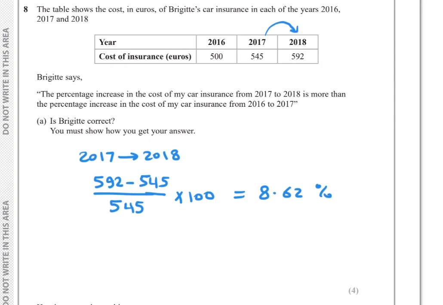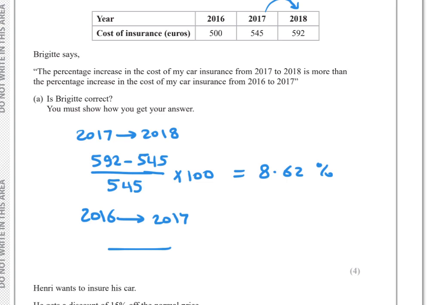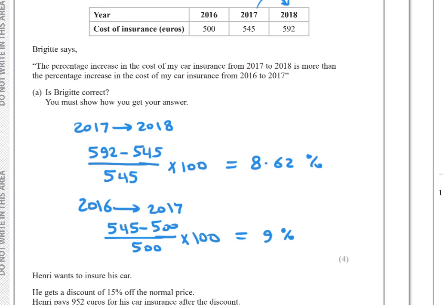In the same way, from 2016 to 2017, to find the percentage increase, you need to subtract: 545 minus 500, divided by 500, times 100 equals 9%. So she is not correct, because the increase from 2017 to 2018 is less than from 2016 to 2017. So she is not correct.